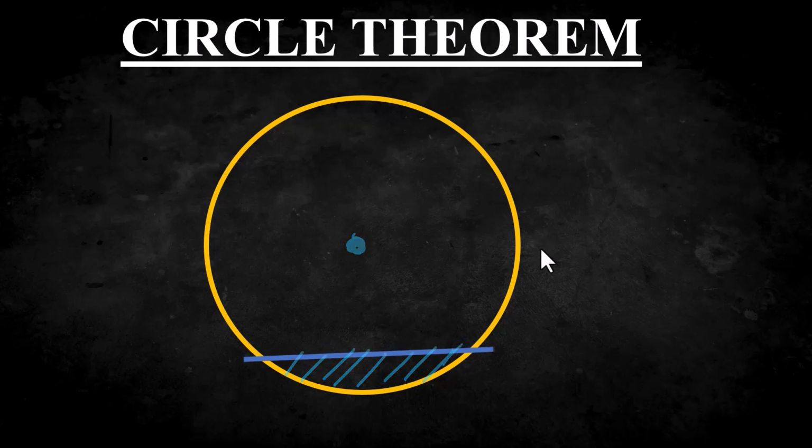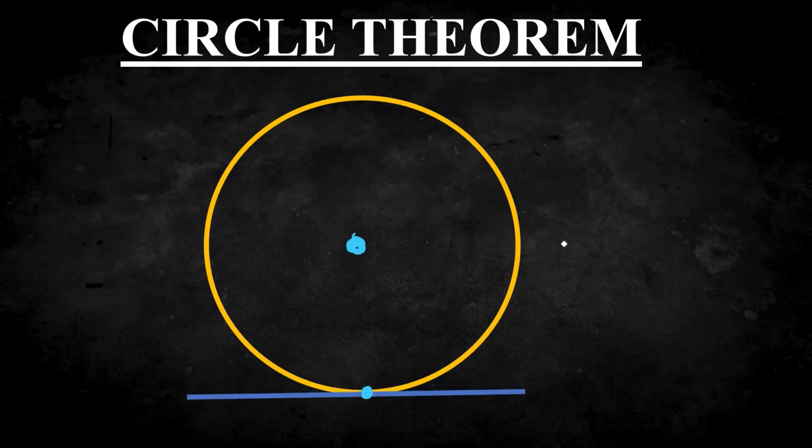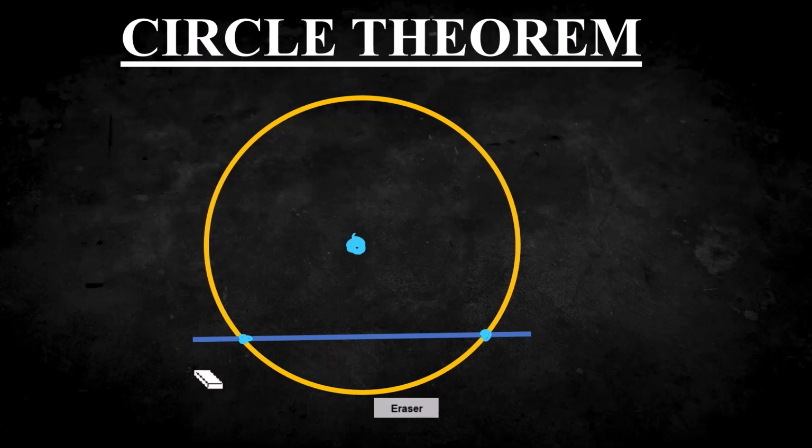Now let's talk about a tangent. If a line touches a circle at only one point, like this, it's called a tangent. So we have a tangent line. We can have a tangent here. So if a line touches a circle at only one point, it's called a tangent. Now let's talk about a secant. A secant touches a circle at more than one point. So we can have a secant here.